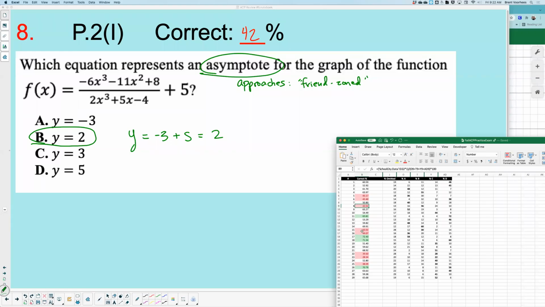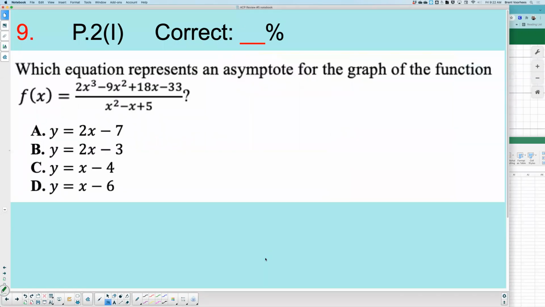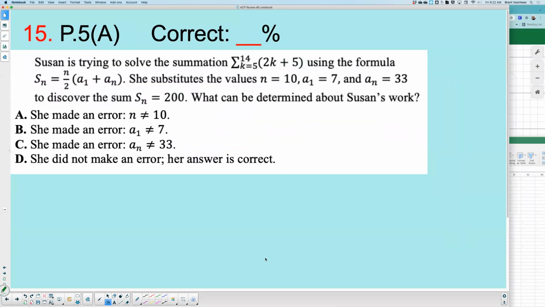Looks to me the next question is going to be number 15. 43% got number 15 correct.